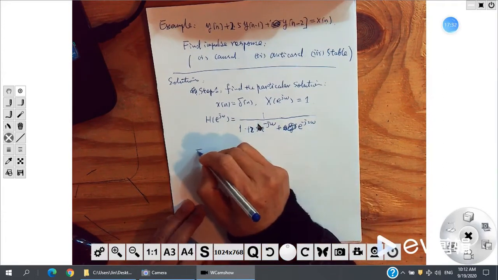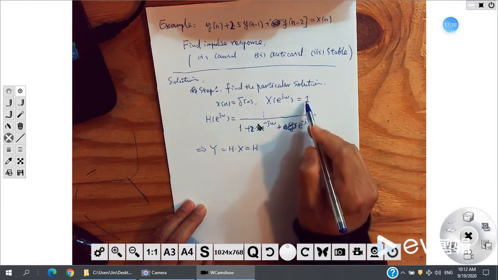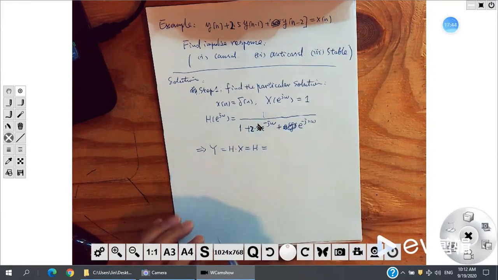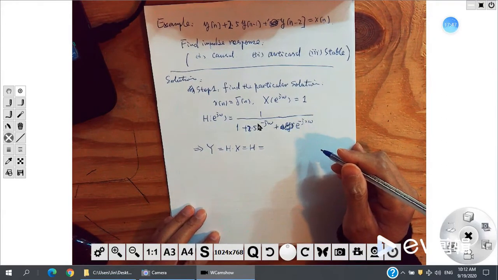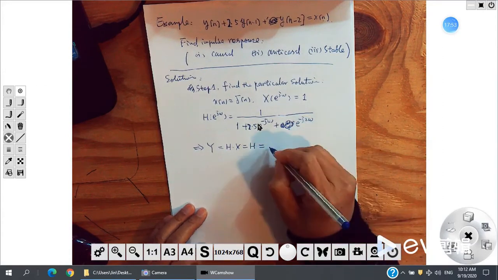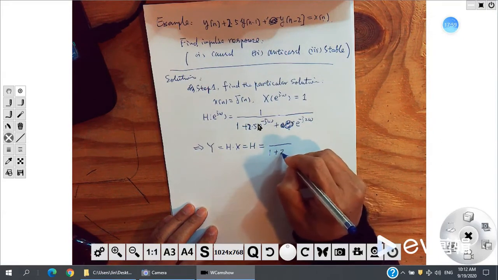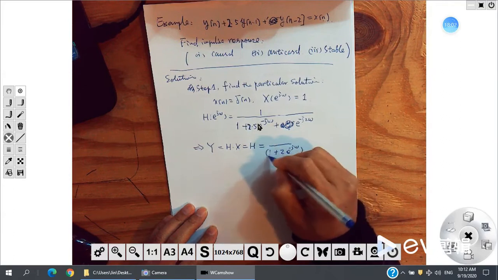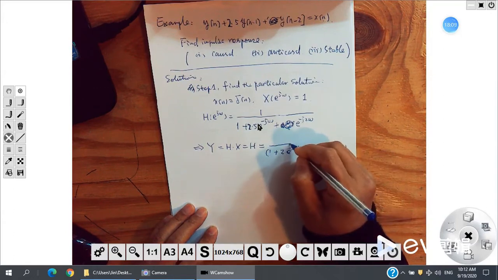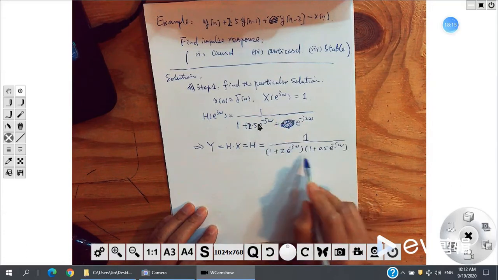And y equals h times x. Now x is 1, so y is just h. We want to go back, so we need an inverse Fourier transform, and we need to use partial fractions. This is 1 over 1 plus 2 e to the negative j omega times 1 plus half e to the negative j omega. I chose these coefficients just so I can separate them in this way.